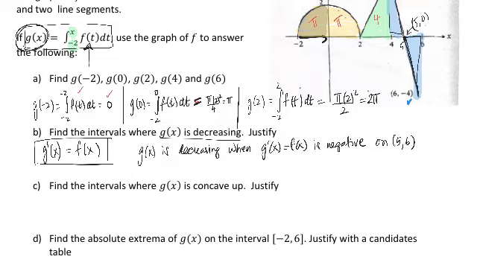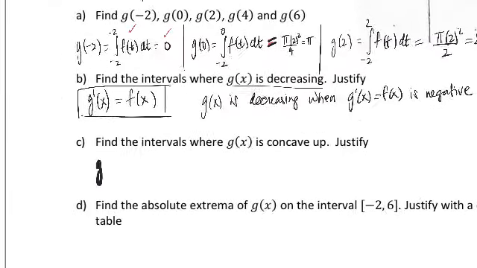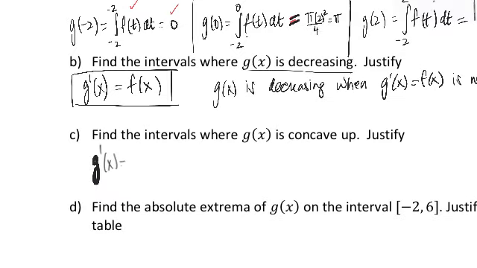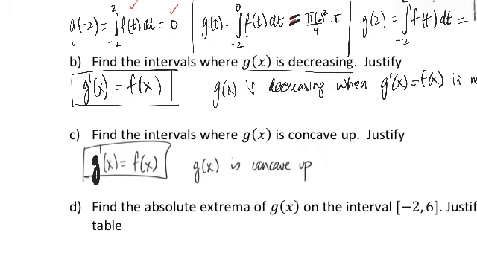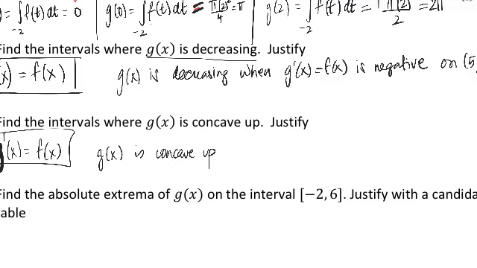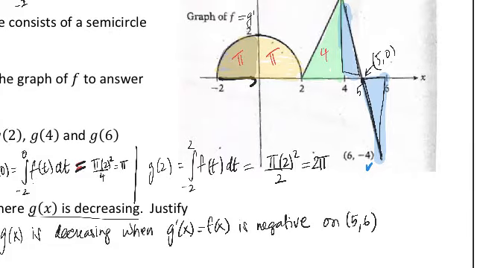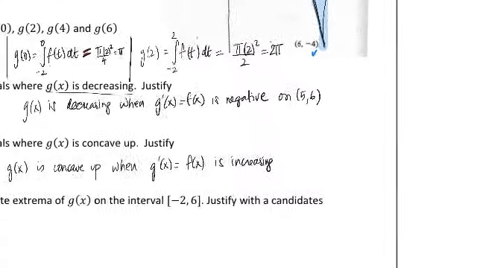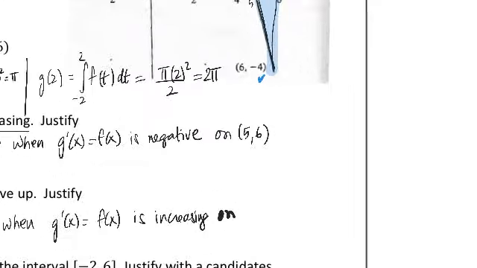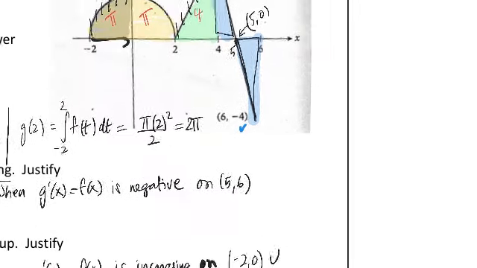Find the intervals where g is concave up, right? So again, g prime is equal to f, right? So g of x is concave up. Sorry for my scribbly handwriting. I'm trying to write fast. G of x is concave up when g prime, which equals f, is increasing. And that happens on two stretches. Right here, we're increasing, and right here, we're increasing, right? So from -2 to 0, union 2 to 4.